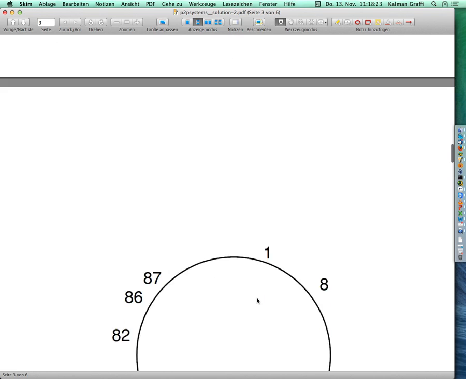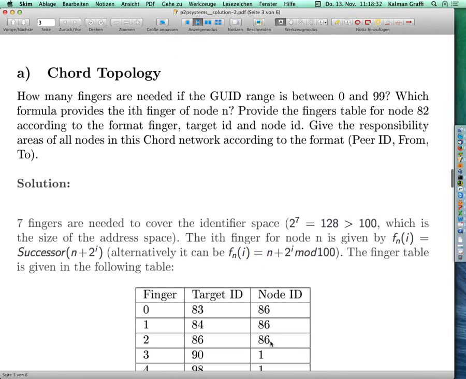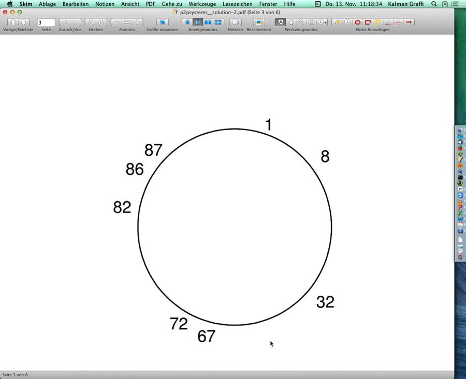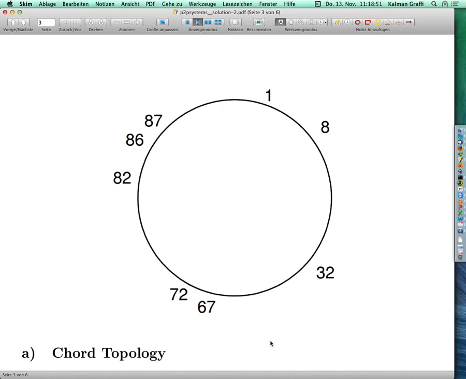What also comes quite often in the exercise, in the exam, is to discuss Chord, and given a small network, typically I ask what's the responsibility area of the nodes, and to which nodes are these nodes connected. So in this case, for this network, what would be the responsibility area of the nodes? Let's start with node 1. Where does it start and where does it end? Or let's start with node 8.